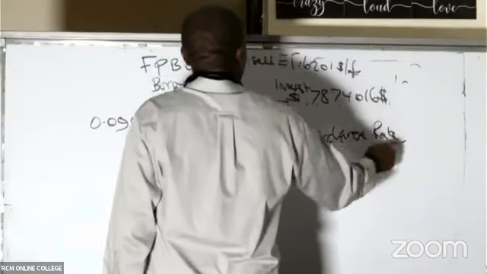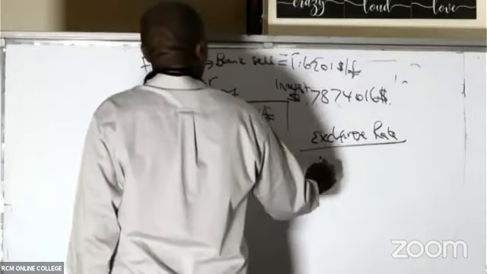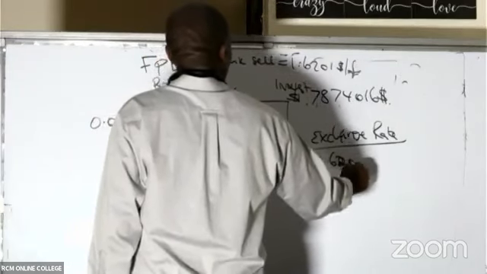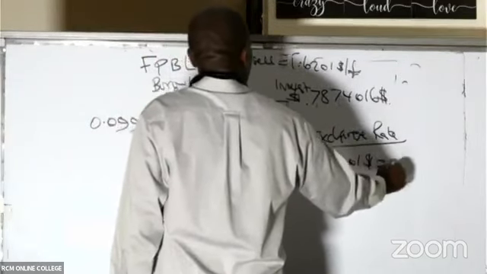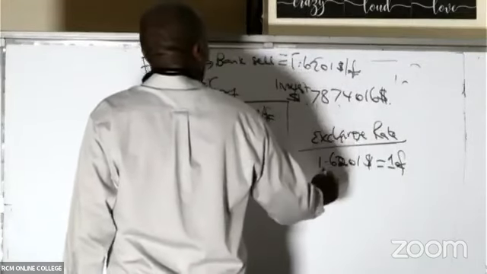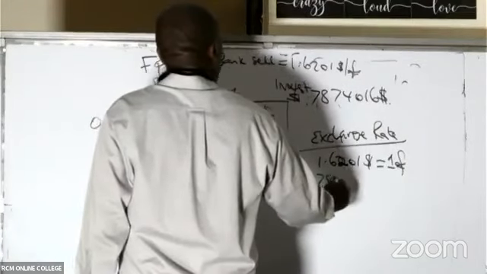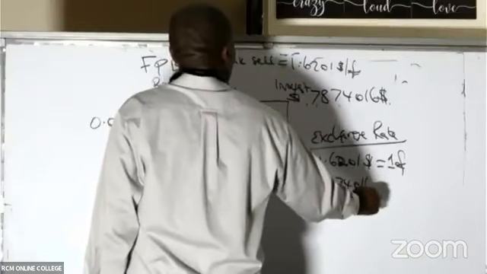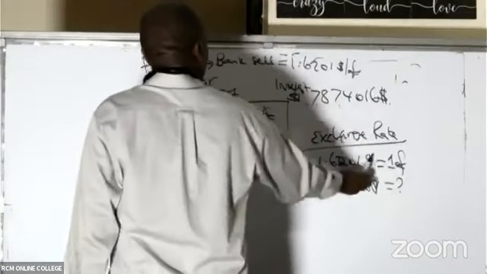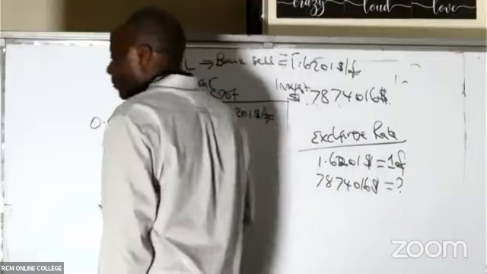So exchange rate, we have here 1.6201 dollars equals 1 pound. How about, these are still dollars. How about 7,874,016 dollars? So please cross multiply. It will be this times this divided by this figure.